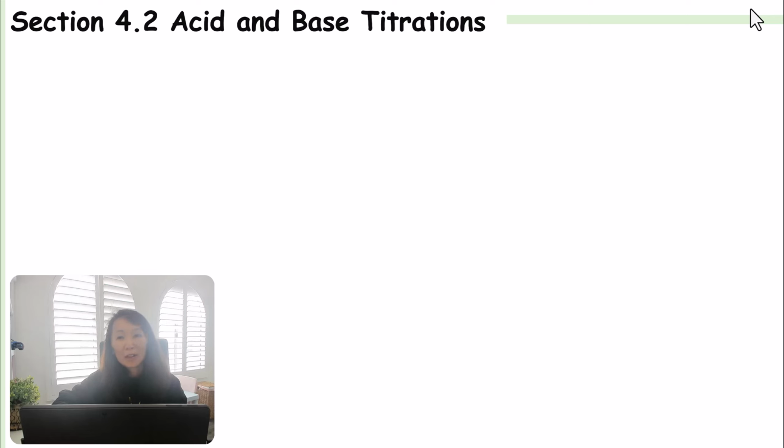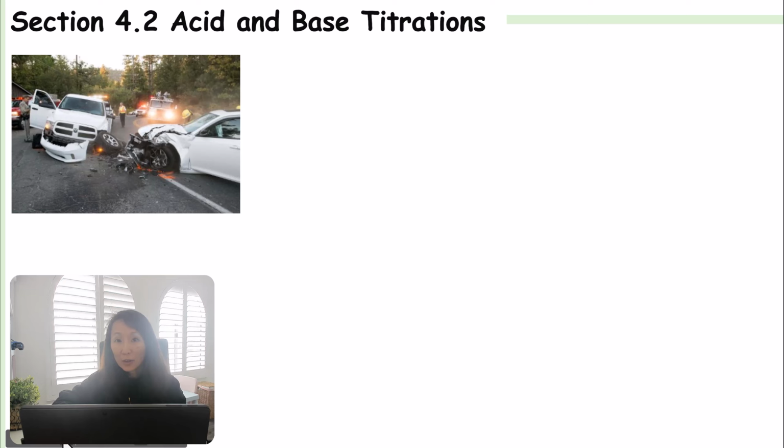In this video, we'll cover acid and base titration. I'd like for you to take a look at this particular scenario. Say you were in a very big collision and the opposite driver has a potential to have DUI. The problem is this opposite person who hit you passed away. Now, you can't take a breathalyzer with a person who's dead.